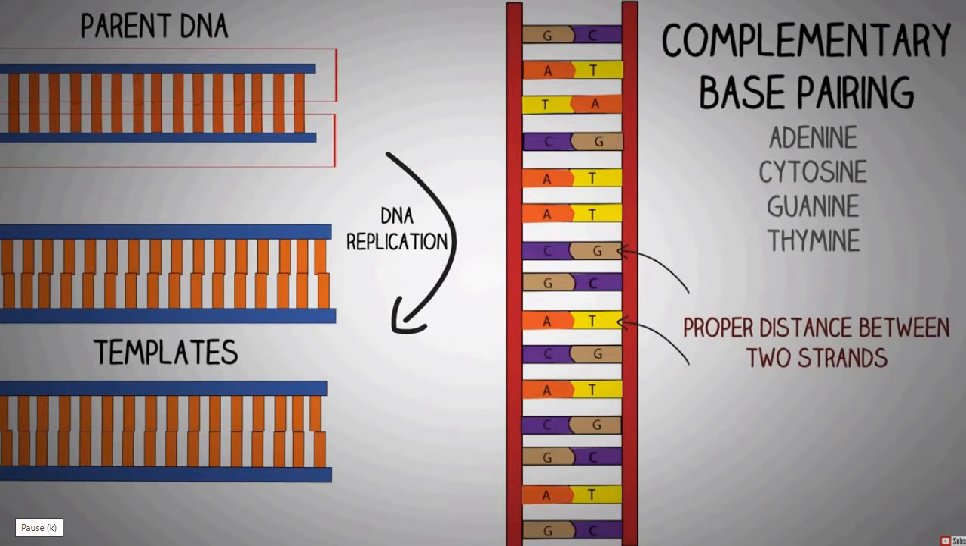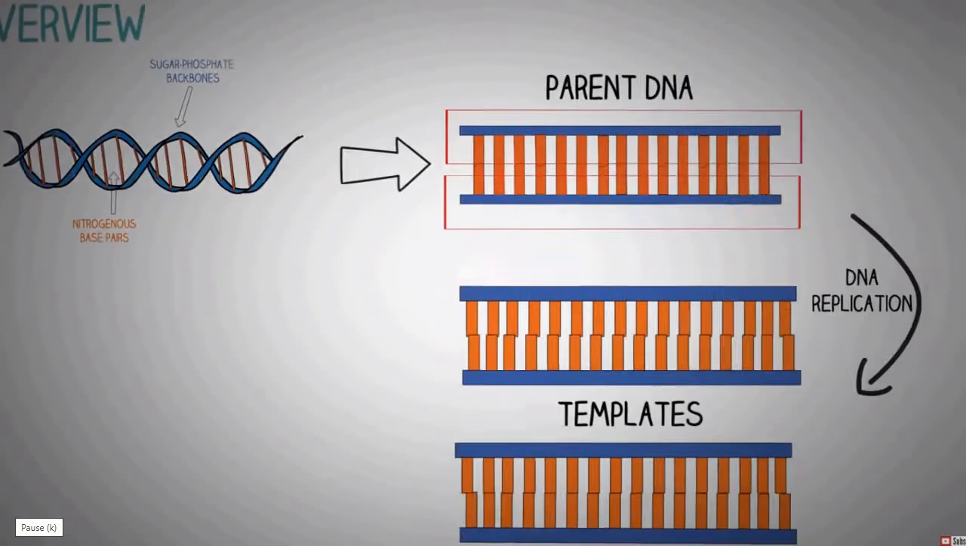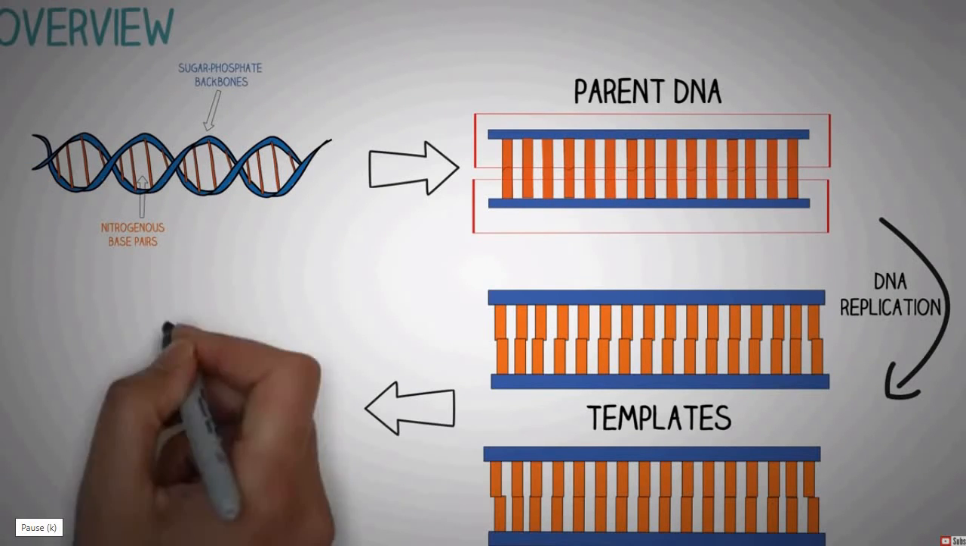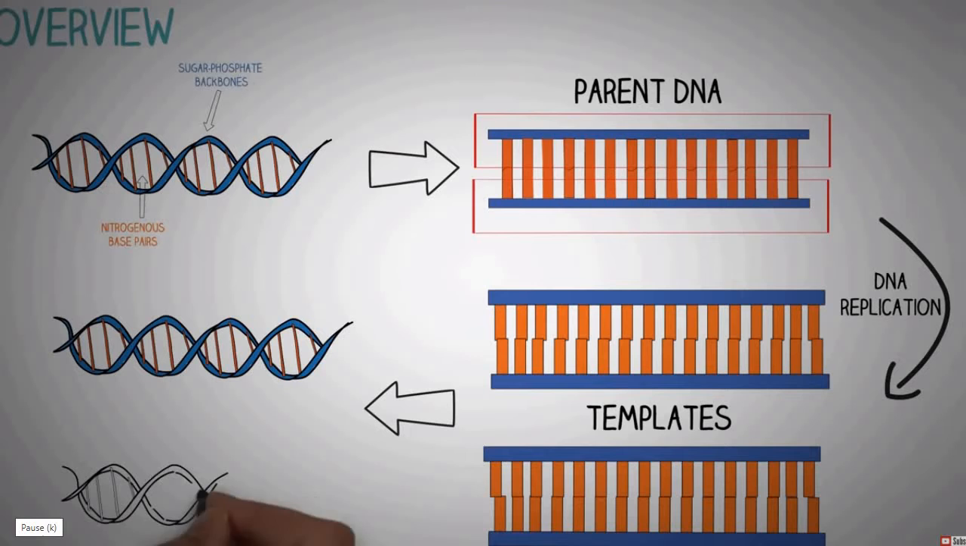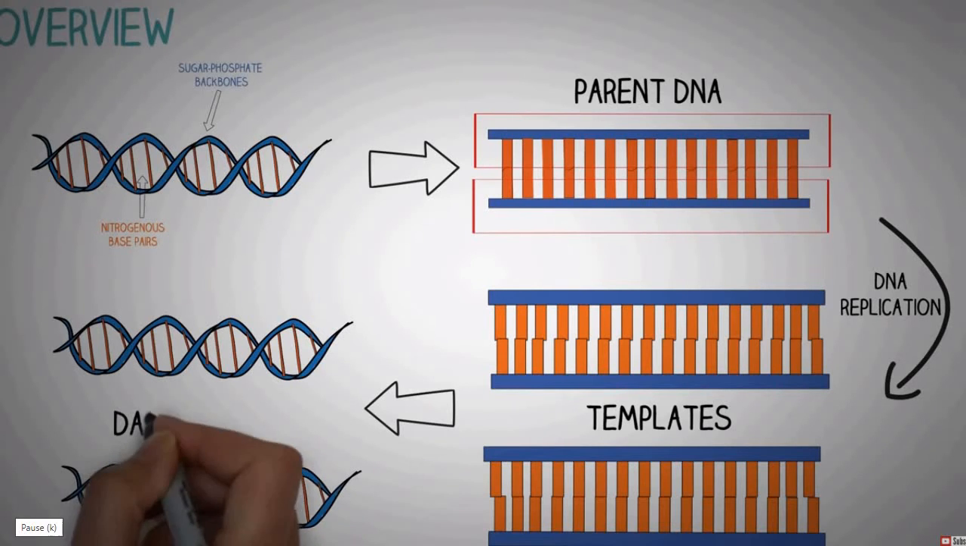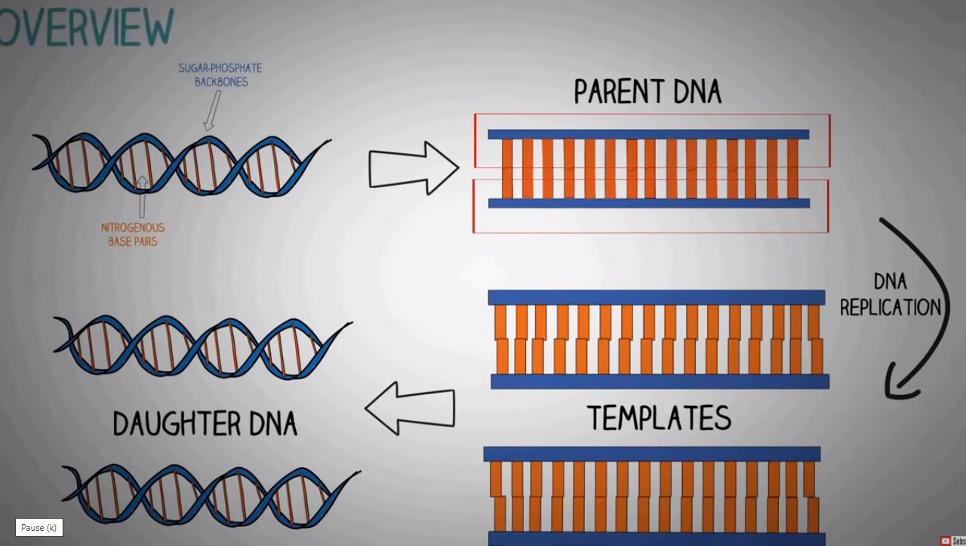This is done so to maintain a proper distance between the two strands and also maintains a proper stable structure of the DNA helix. When the parent DNA is split, each strand acts as a template for the formation of new strand. This leads to formation of two completely new sets of DNA which are called as the daughter DNA.